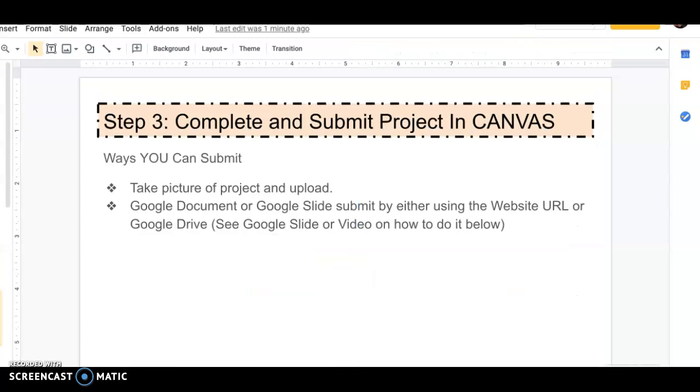Then step 3 would be to complete it and then submit it. Either take a picture of the project and upload it, or if it's on a Google Doc or Google Slide, you'd have to figure out how you're going to get the URL or access the Google Drive piece, but make sure I have access to it. If you did a pic collage or something, upload it. Maybe you did Notability. Upload it in a way that I can access it.